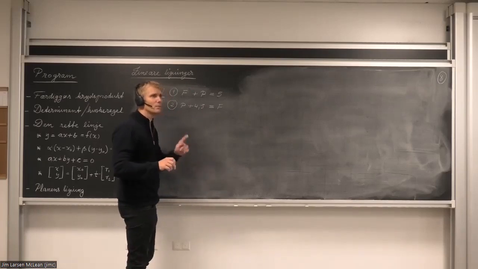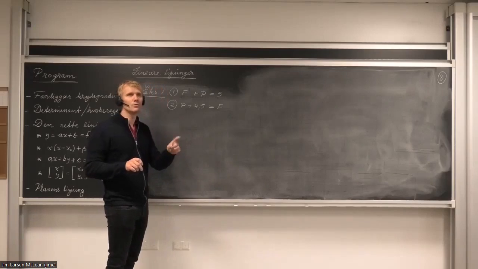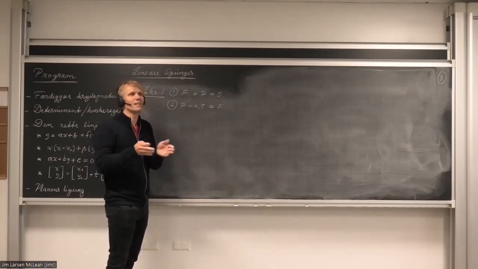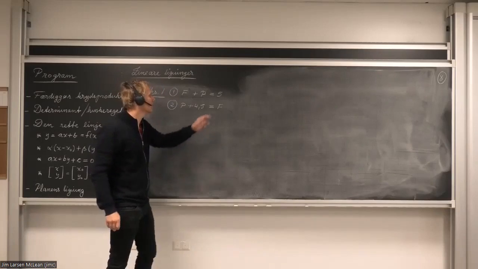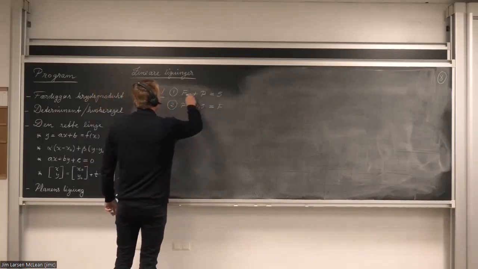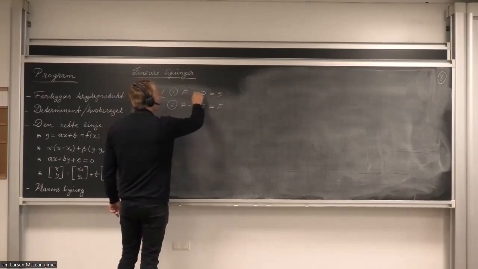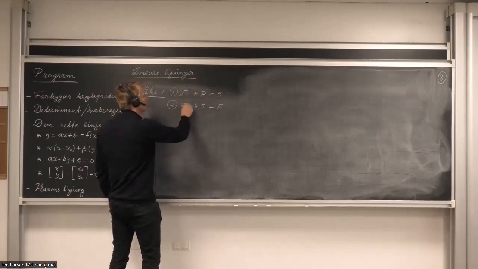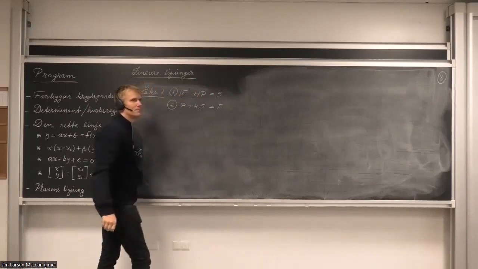So the unknowns can be multiplied by constants. The constants can be positive, negative, or 0. Then they are added together, and there should be a constant on the other side. So if you want to write this equation in standard form, it's really simple because it's already in standard form, where it says 1f plus 1p equals 5.